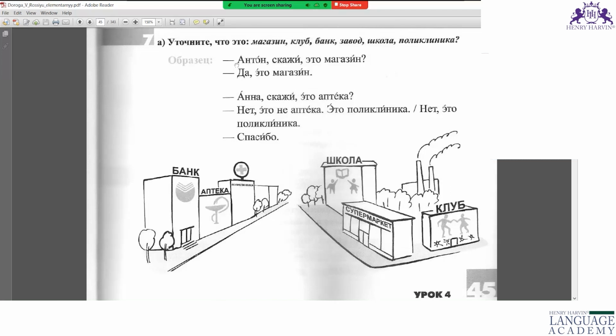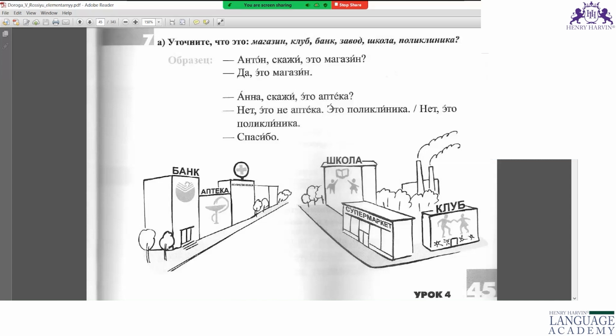Падмаприя, прочитайте. Антон, скажи, это магазин? Да, это магазин. Так, магазин у нас тут нет. Sorry. Да-да, пожалуйста. Анна, скажи, это аптека? Нет, это не аптека, это поликлиника. Oh, so two possible answers here.